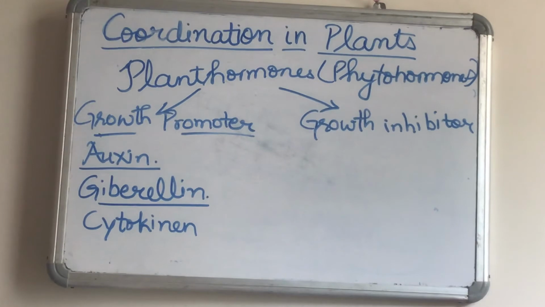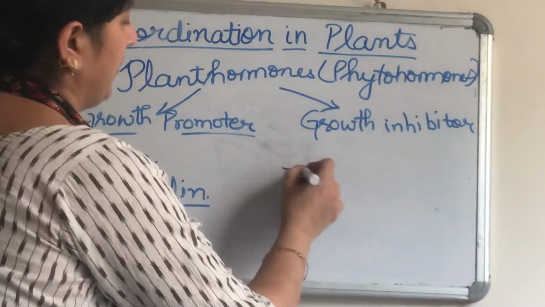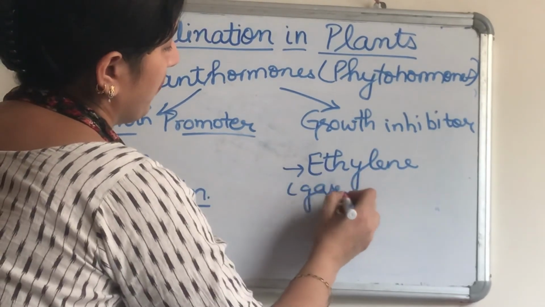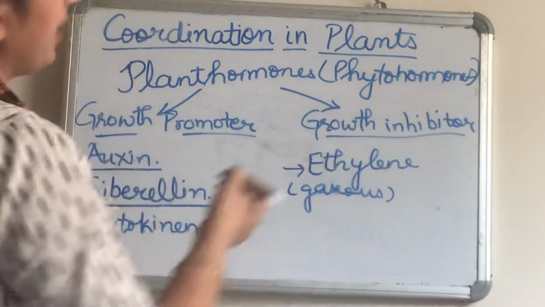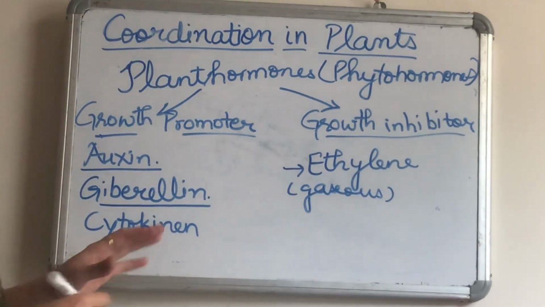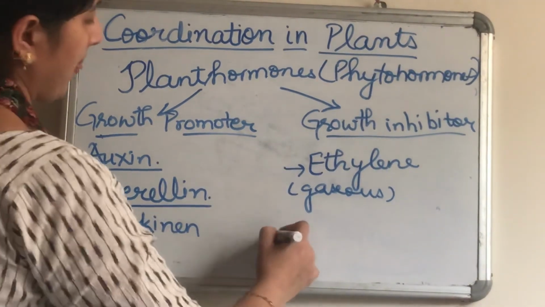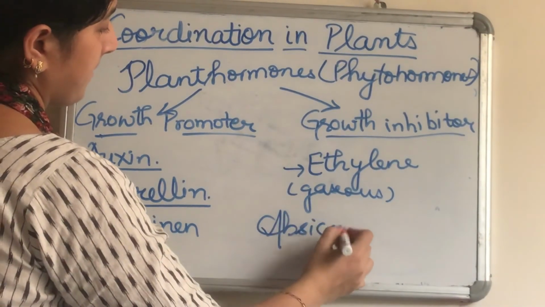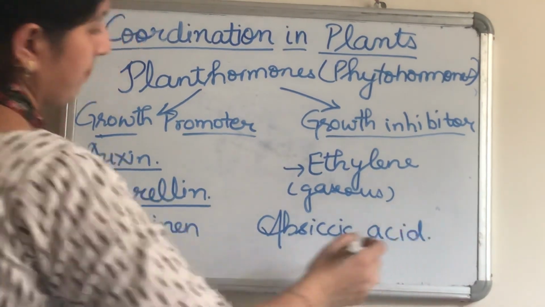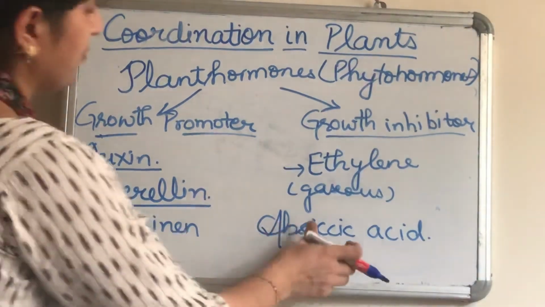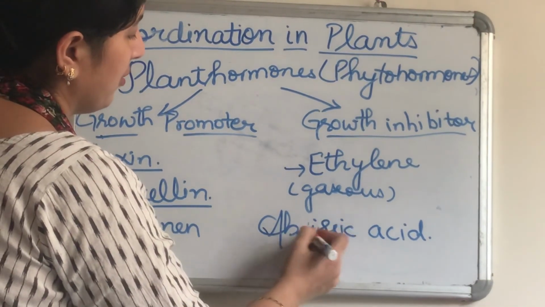Now the two hormones which stop the growth are ethylene and abscisic acid. Ethylene is a gaseous hormone, and it is used in ripening of banana fruit. So ethylene actually stops the growth of the plant and it helps in the maturation of the fruit. Then there is abscisic acid. Abscisic acid keeps the growth under check and stops the growth, and it also causes the wilting of the leaf.